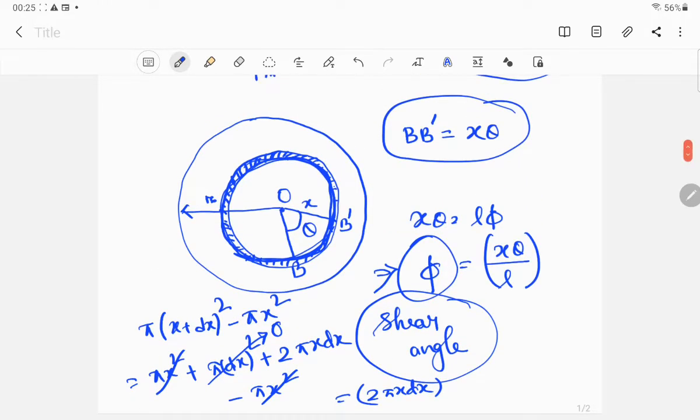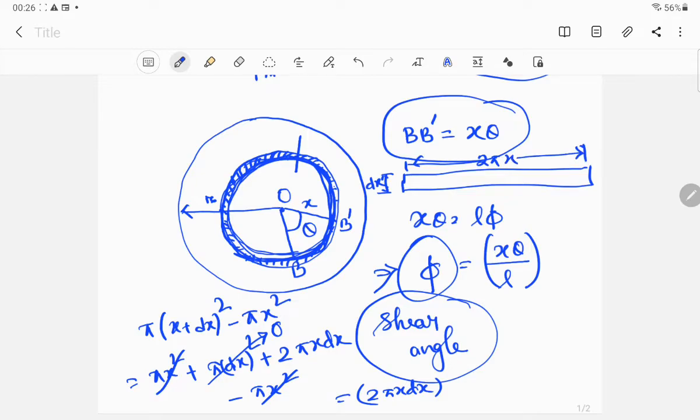Or you can consider it in another way. Imagine that you are cutting it like this and you open it. If you cut it and open it, it becomes a strip like this. This strip has thickness dx, and its length is nothing but the circumference or perimeter of a circle of radius x, which is 2 pi x. So length into breadth, this looks like a rectangle. In this way also you can find the area, and here also the area comes out to be 2 pi x dx.